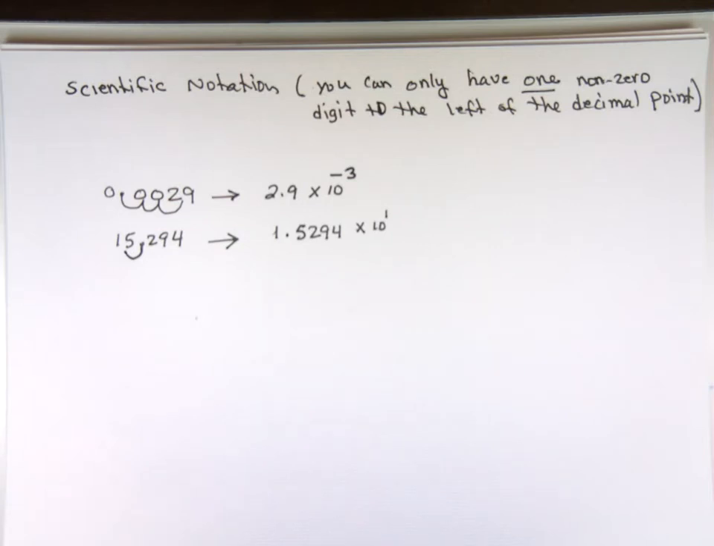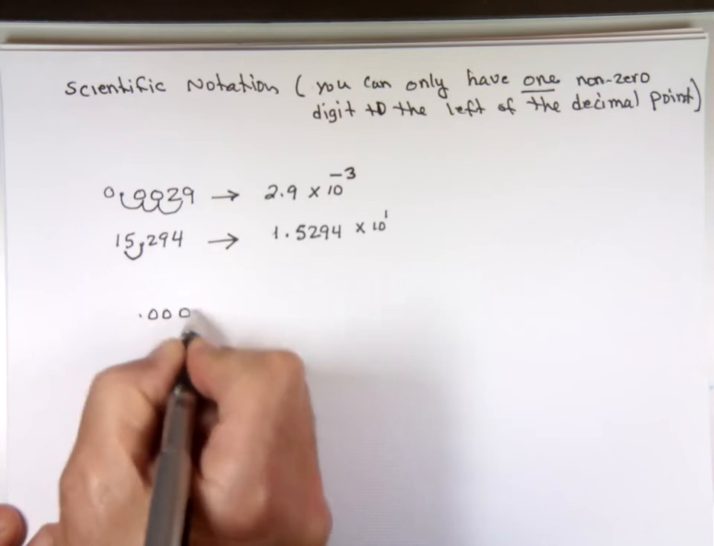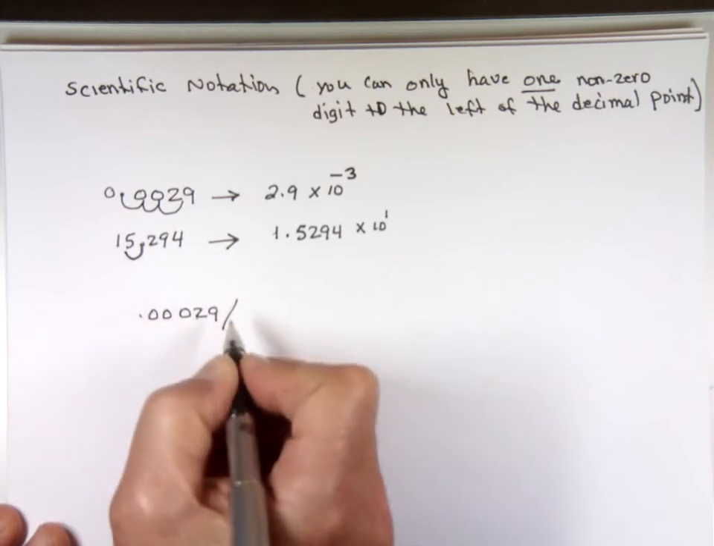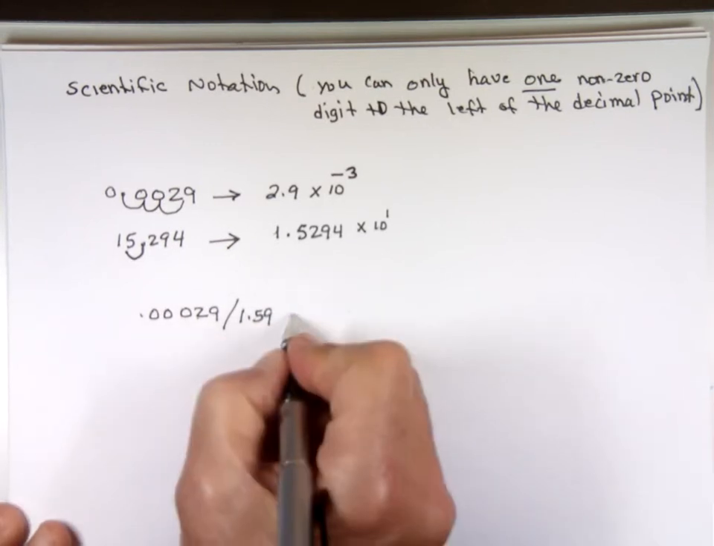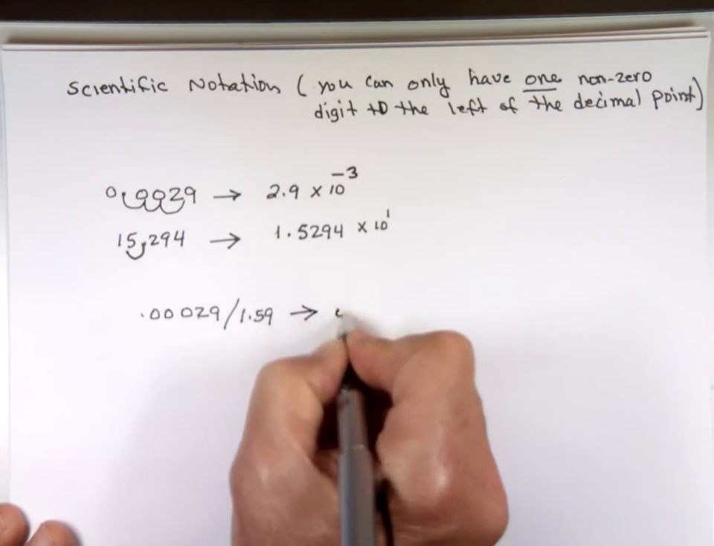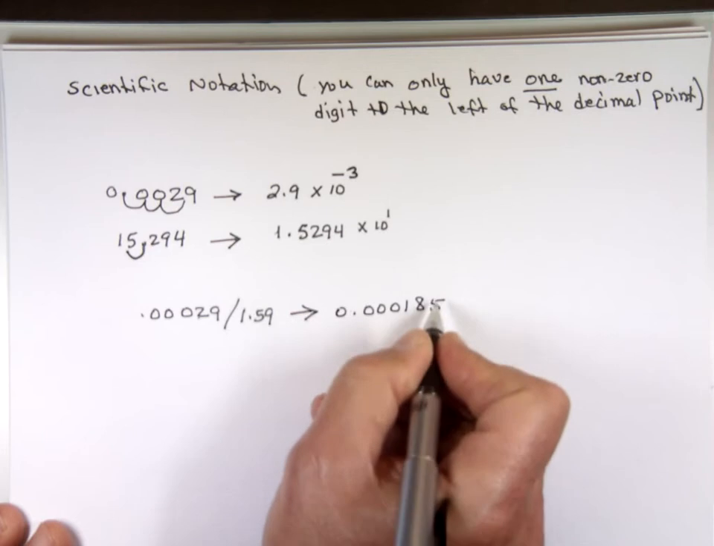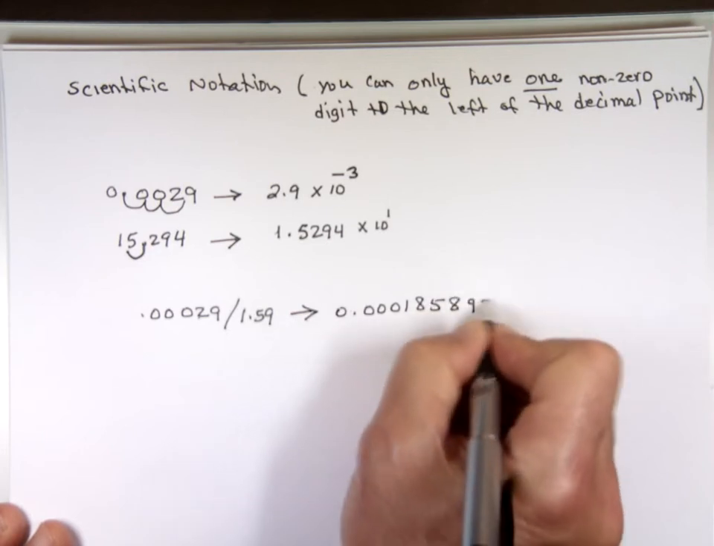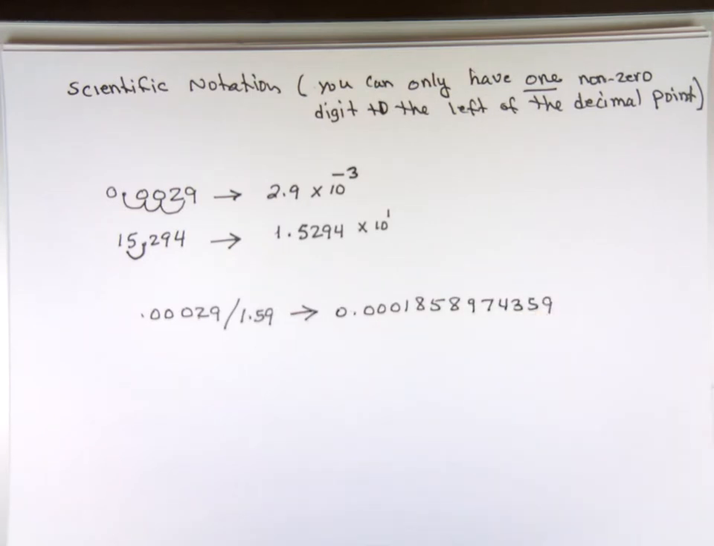Again, let's mix scientific notation with significant figures. Let's take that example. 0.00029, divide that by 1.59. My calculator says the answer is 0.0018589744359. I just did that on my calculator. Well, we have a problem.